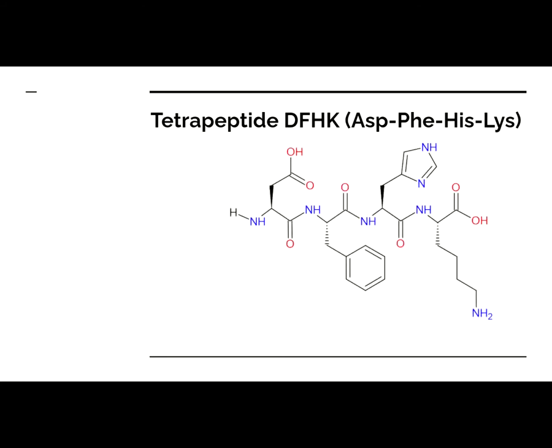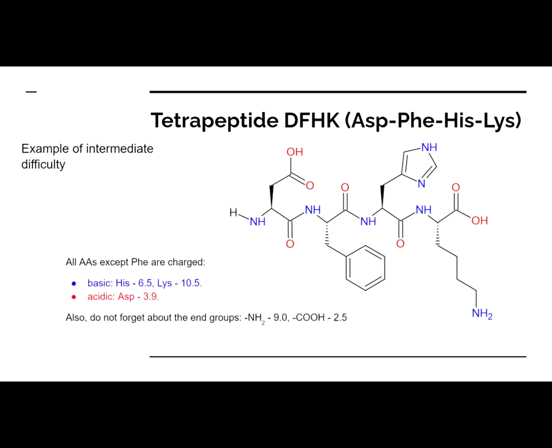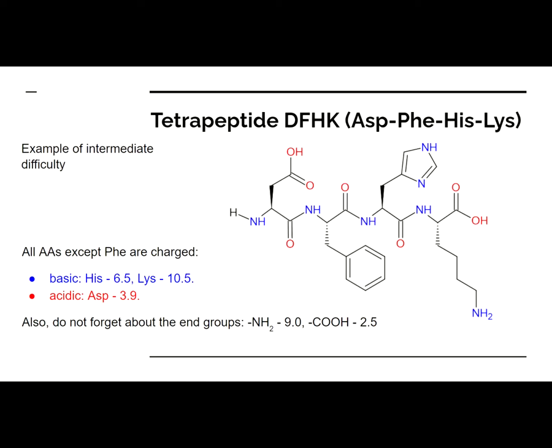Tetrapeptide aspartyl-phenylalanyl-histidyl-lysine. This is an example of intermediate difficulty. All amino acids except phenylalanine are charged. Basic amino acids are histidine and lysine. Acidic is aspartate. Do not forget about the end groups NH2 and COOH. These pKa values, 9.0 and 2.5, will be added to our range by default.